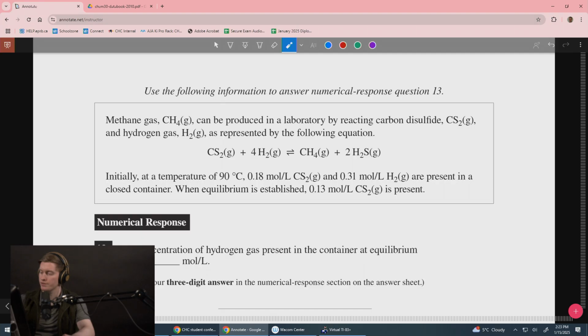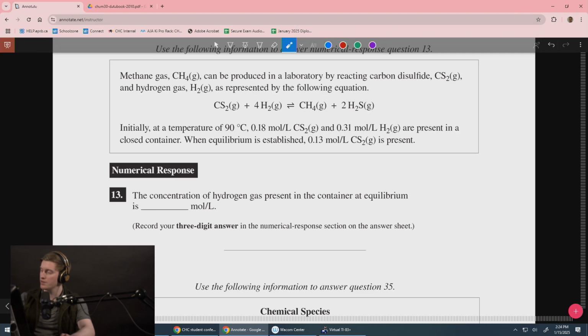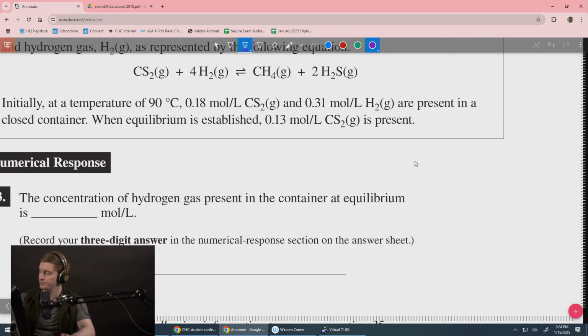Initially, at a temperature of 90 degrees Celsius, 0.18 mole per liter carbon disulfide and 0.31 mole per liter hydrogen gas are present in a closed container. When equilibrium is established, 0.13 moles per liter of carbon disulfide gas is present. The concentration of hydrogen gas present in the container at equilibrium is what? This is another rice table question.